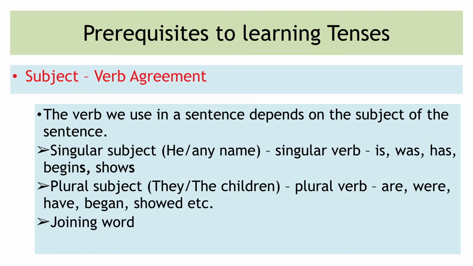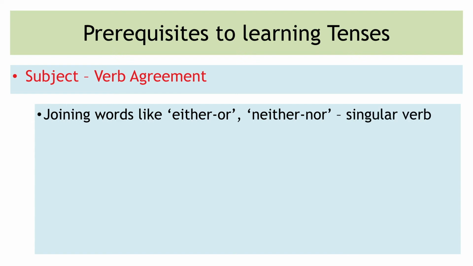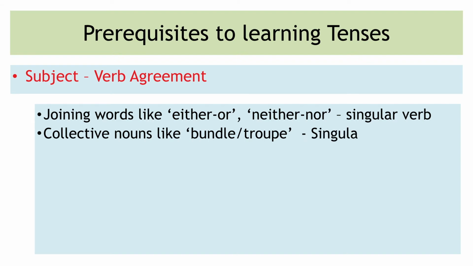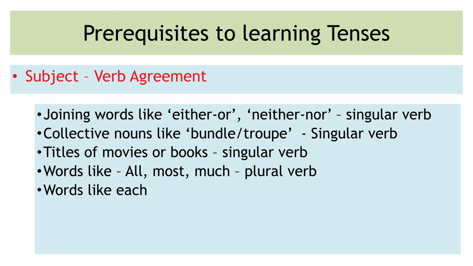Now, when the subjects are joined with joining words like and, we need to use a plural verb. Joining words like either or, neither nor carry the singular verb. Collective nouns like bundle or troop carry the singular verb. When we use titles of movies or books, we must use the singular verb. Words like all, most, much carry the plural verb, and words like each, every take the singular verb.